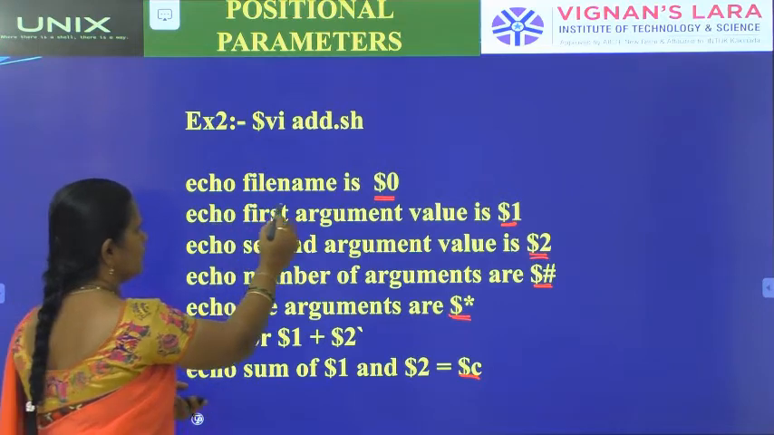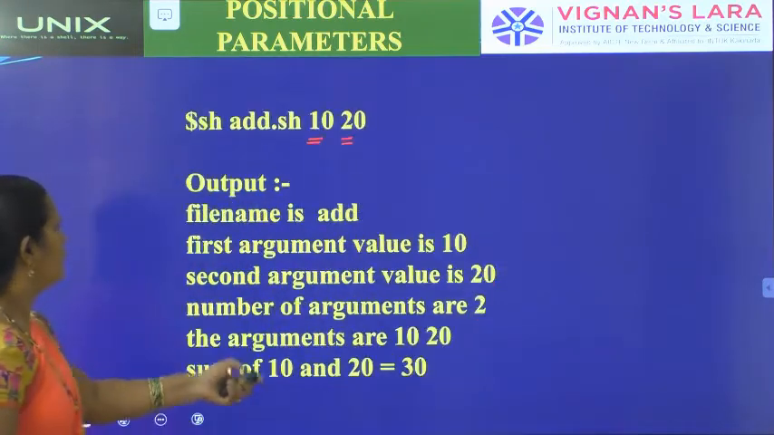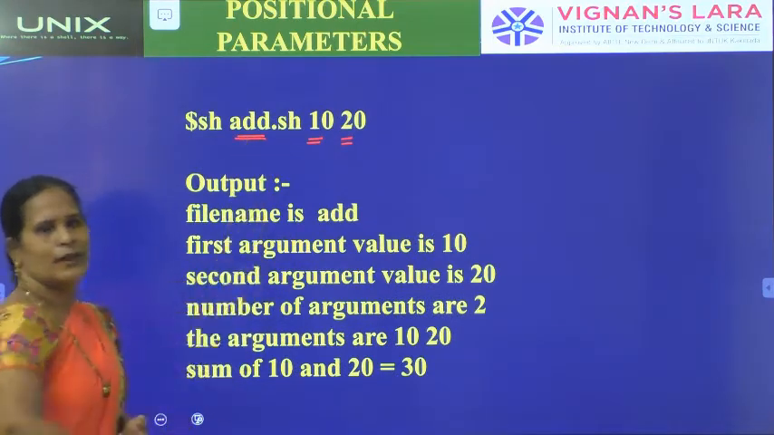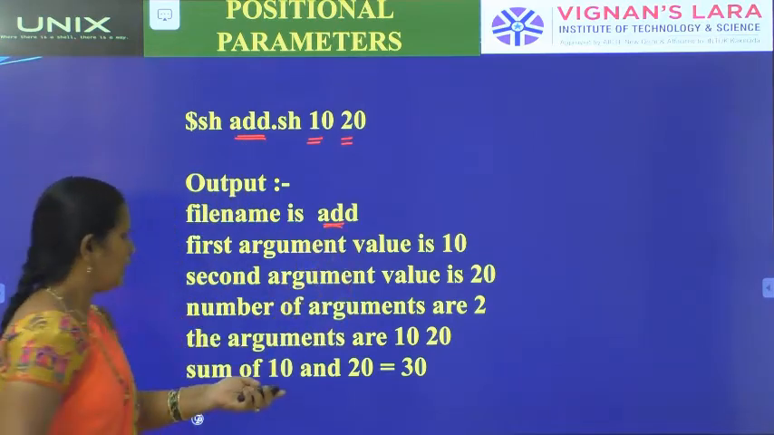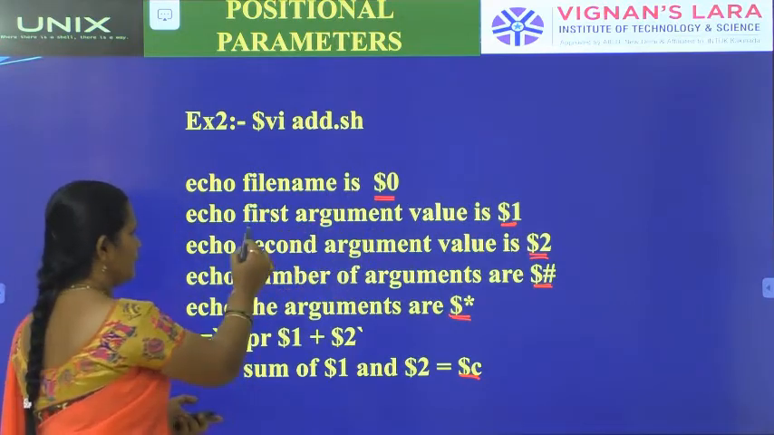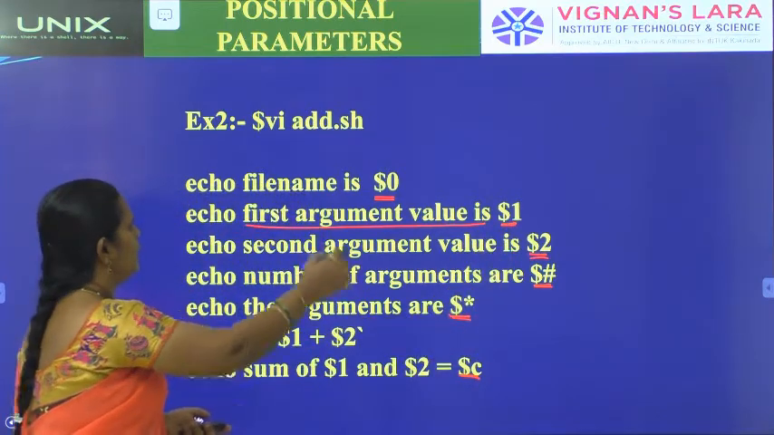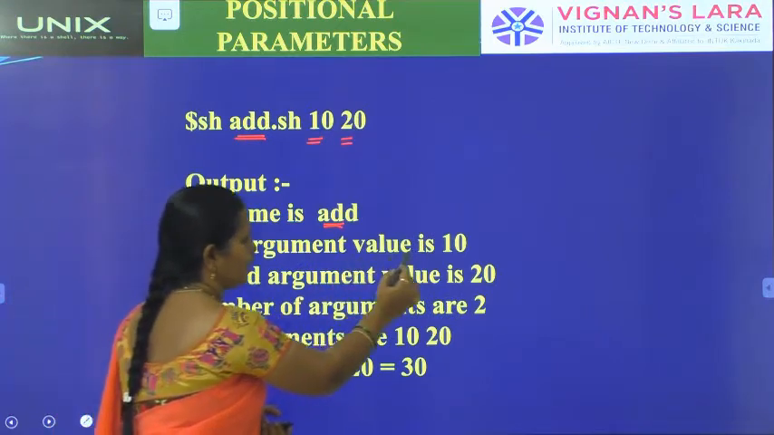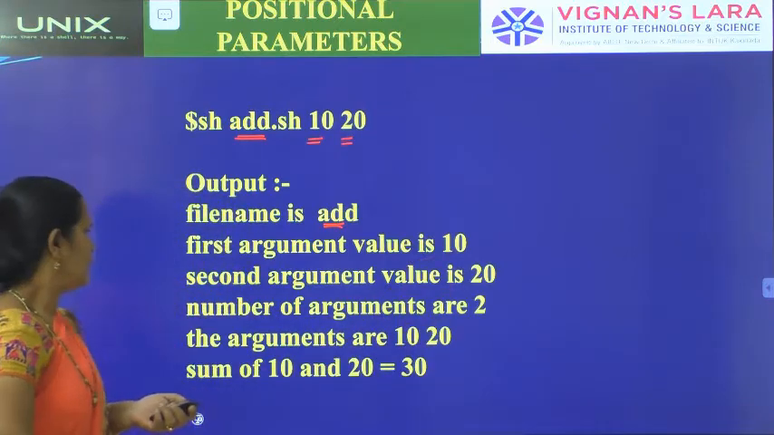What's the first line? Echo space file name is $0. So what is $0? $0 means file name. File name is add. It is going to display add. Observe the next line. Echo space first argument value is, okay, this is the message, followed by $1. $1 value is equal to 10. It is going to print first argument value is 10. Like this it is going to display.